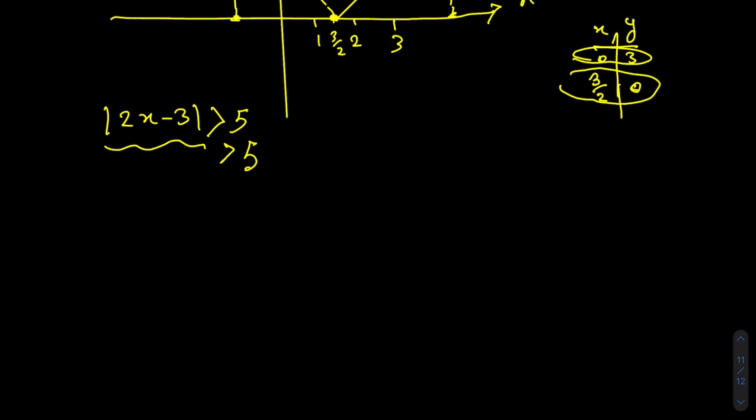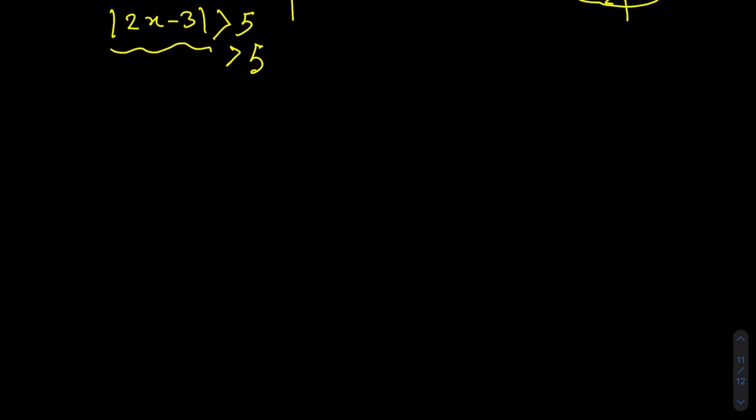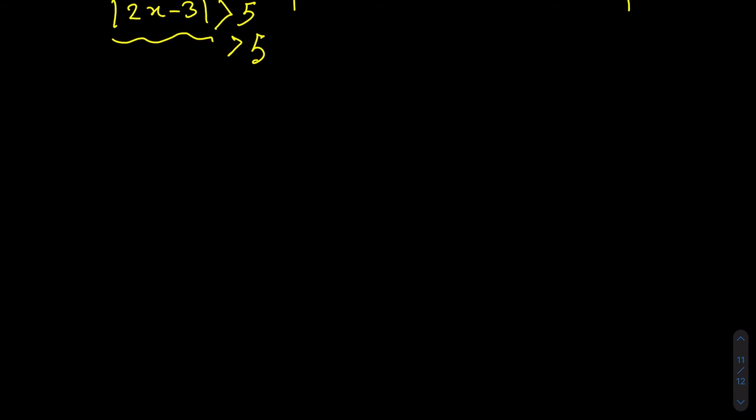Now let's consider another example and see if this method works for any kind of absolute value inequality. Suppose the absolute value of 2x plus 3 is less than or equal to the absolute value of x minus 3.